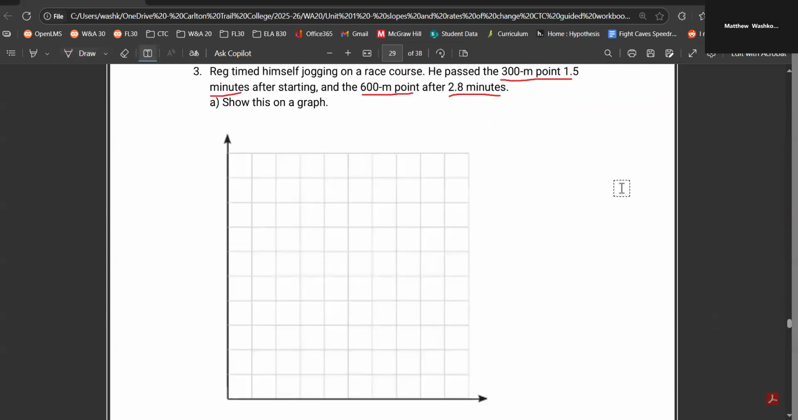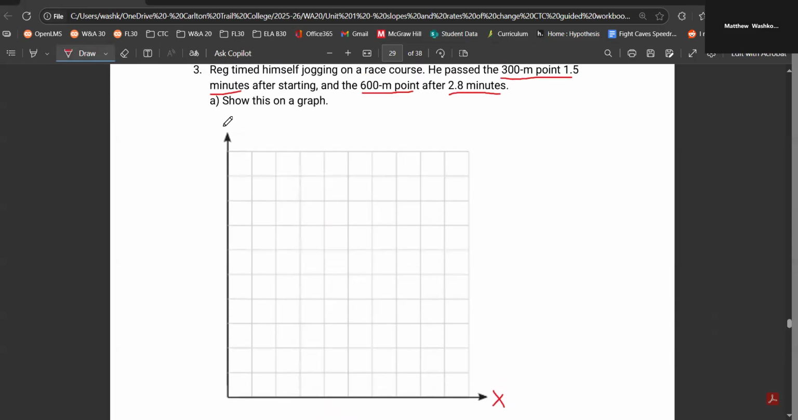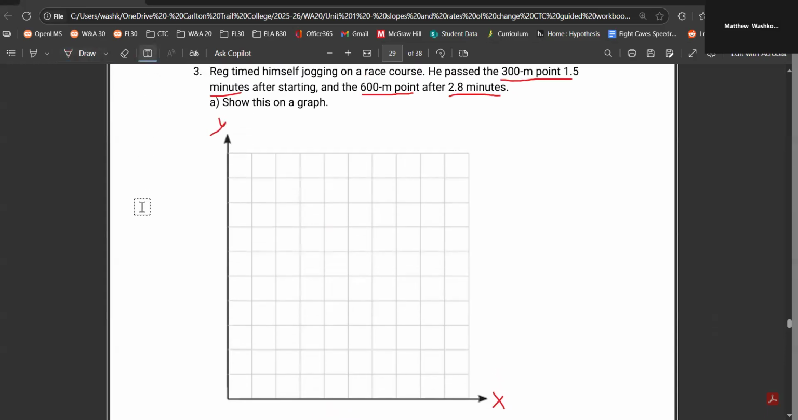Well, what's my dependent and independent variable? What are my 2 variables? I have distance and I have time. Time's the easy independent variable. So that means it goes on our x-axis here, which means that the only thing left is distance. And that's being measured in meters. So I have my 2 points.